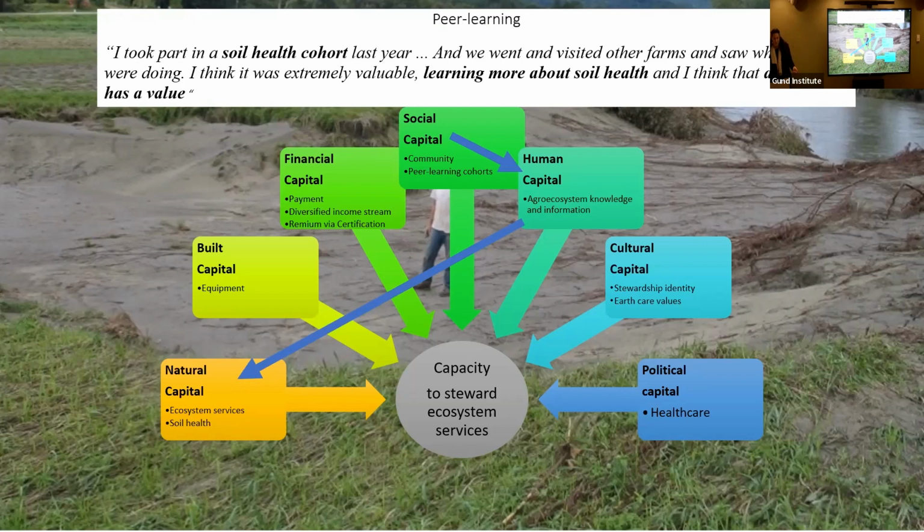But then we might also get, okay, so here's somebody who took part in the soil health cohort. So that's like a peer learning environment. That's social capital that's being invested in by the intervention. And that enhanced their knowledge, which in turn enhances their natural capital. So there's a lot of really cool connections to be made in thinking about it in this asset-based framework.